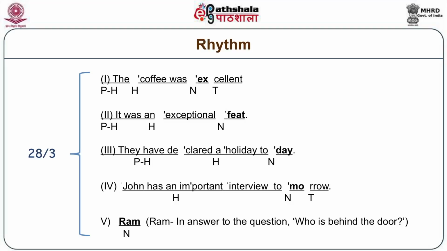Look at the sentence on the screen. John has an important interview tomorrow. In this sentence, the stress groups are, as you can see, John has an important interview to, and then tomorrow. There are 3 stress groups before the nucleus. John has an important interview to.